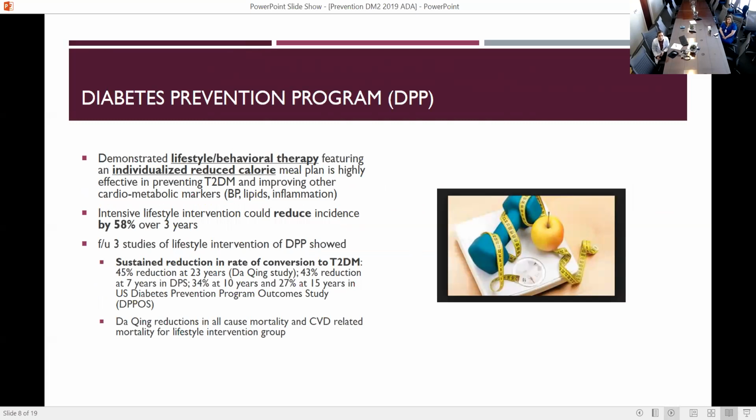So along with this diabetes prevention program, of course, like I said, the lifestyle, behavioral therapy, and individualized reduced calorie diet has been shown to help with not only the prevention of diabetes, but blood pressure, lipids, and inflammation. In this DPP study, it showed the reduction of diabetes type 2 by about 58% over 3 years. So that's huge. And other studies along the way have shown that, yes, you can still continue to reduce the incidence of developing diabetes if you continue this kind of therapy.